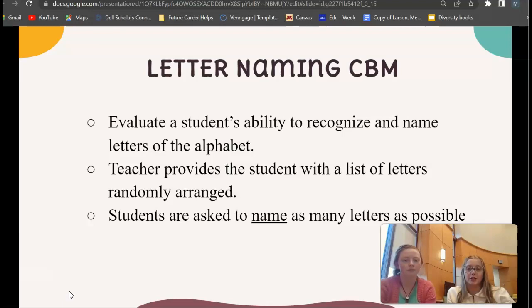Another one our chapter talked about was letter naming CBM. This form of CBM evaluates the student's ability to recognize and name the different letters of the alphabet. The teacher will provide the student with a list of letters randomly arranged. Students are asked to name as many letters as possible.